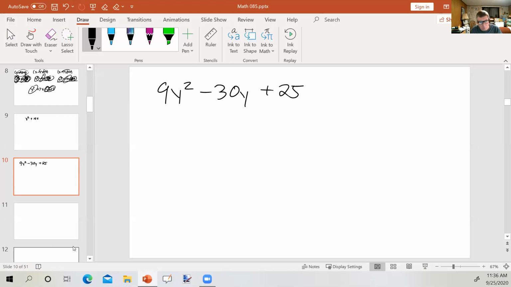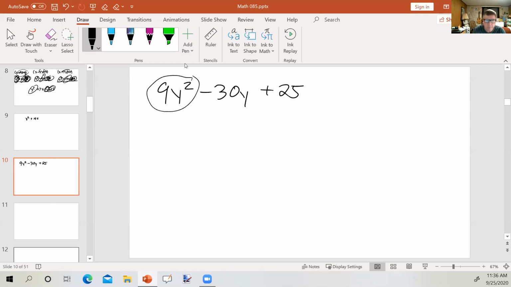So based on what we did yesterday and the day before, we would go through and factor this either using the grouping method or the trial and check method. Well, both of those take a bit of time. So before we do that, let's look and see if this could be a perfect square trinomial.